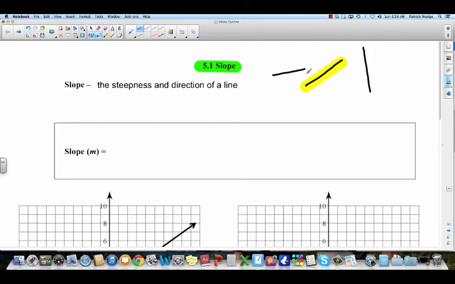Now, how do you tell something is a positive or negative slope? What you do is you look from left to right, and you see, as you look from left to right, does it go up? Or when you look from left to right, does it go down? Think of it like this.